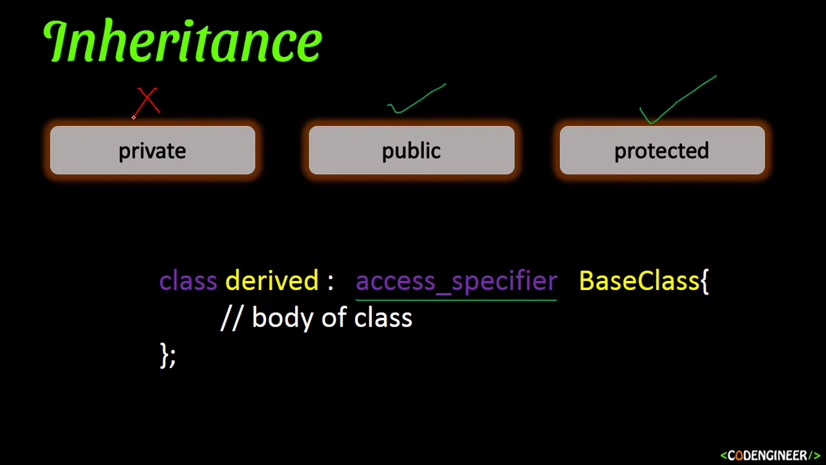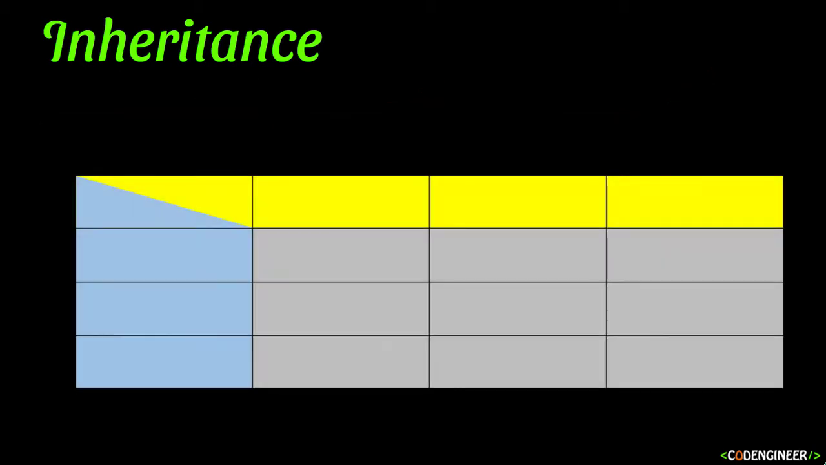So for example, if we write private here, we are saying that all the incoming members and functions will be part of the private access specifier in the child class. And same is the case for public and protected. But is it just that simple? Let's see with the help of a table.